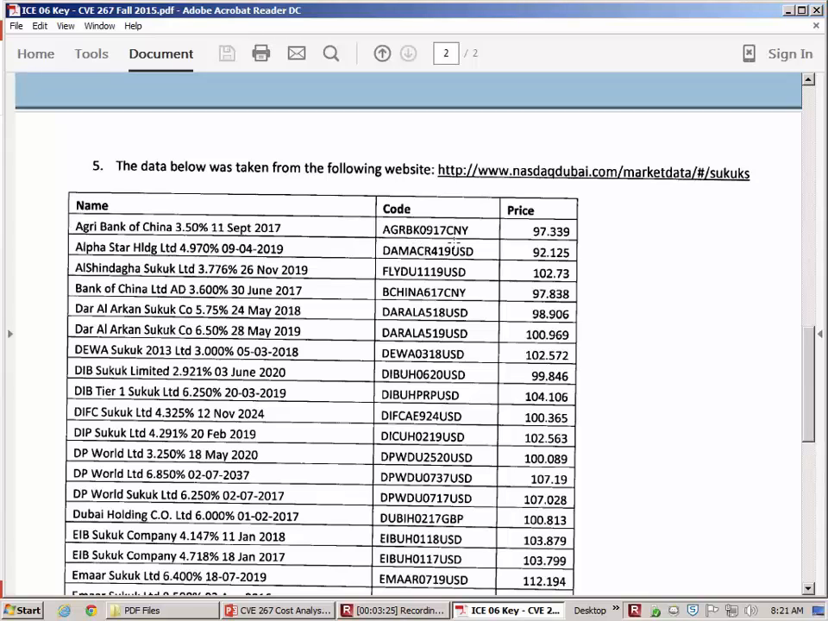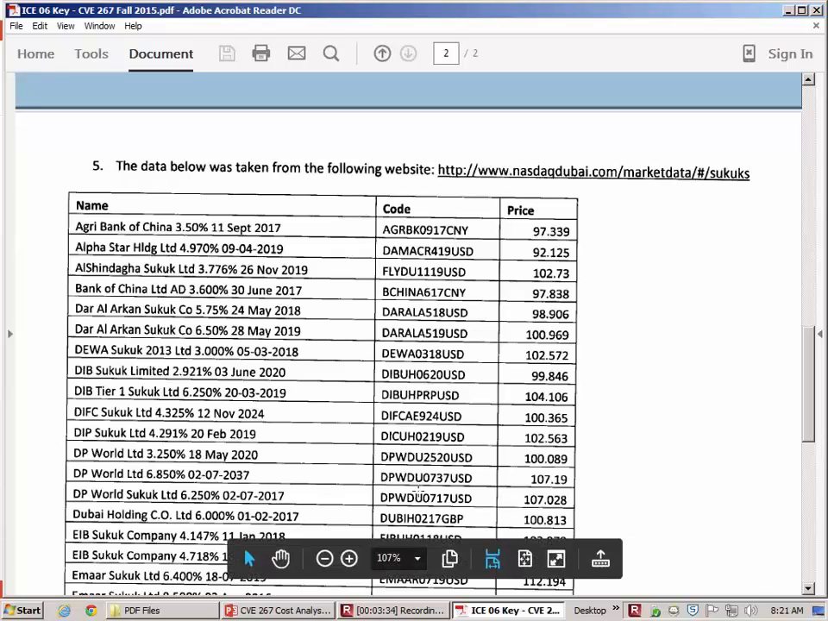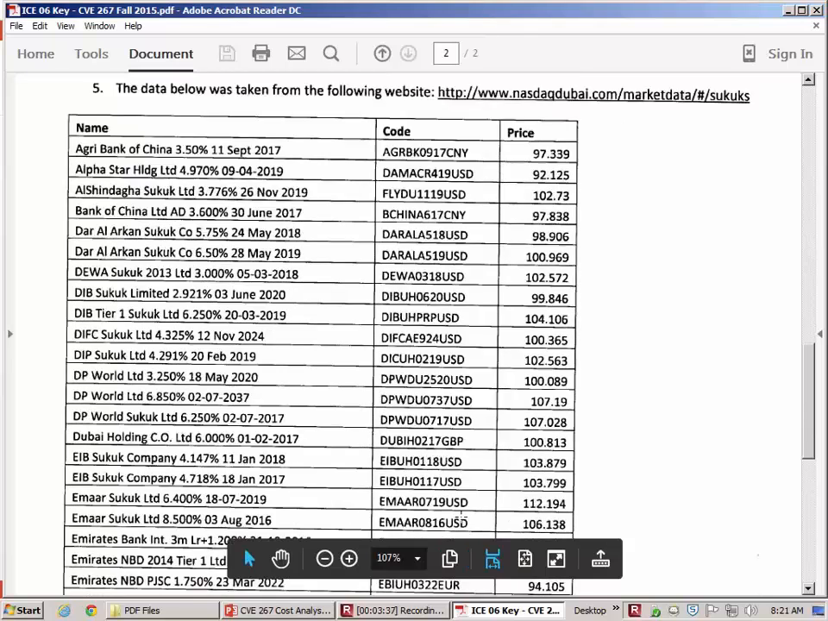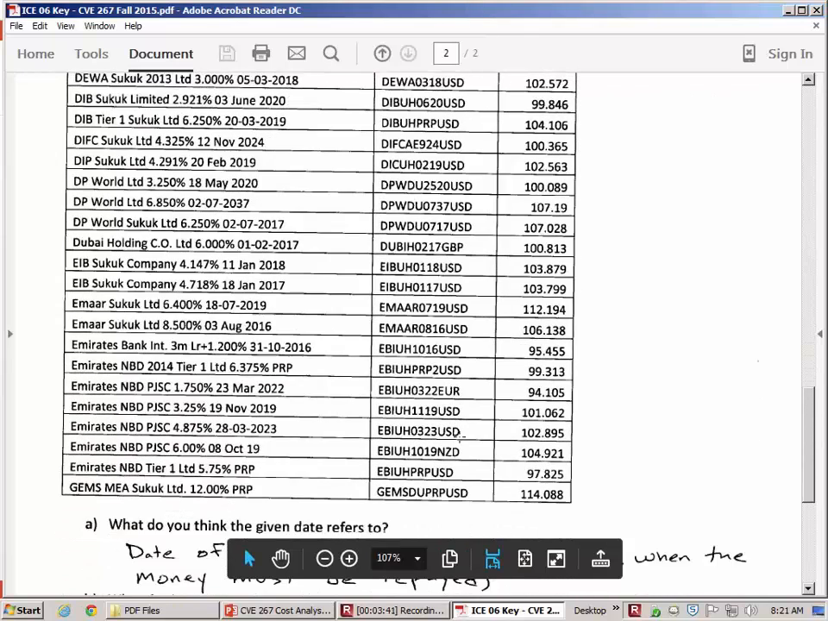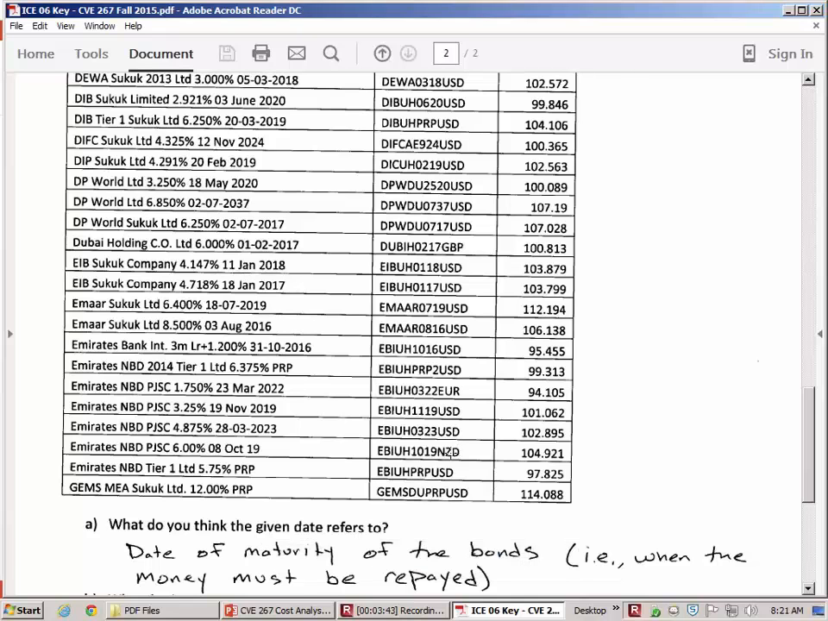And so what's CNY? Chinese yuan, yeah. USD, dollars. GBP, Great British Pounds. EUR, Euro. NZD, New Zealand dollars for some reason. It's strange that Emirates Bank would be issuing a bond in New Zealand dollars, but there must be a demand down there. Okay, now here's question C, maybe the trickiest of all.